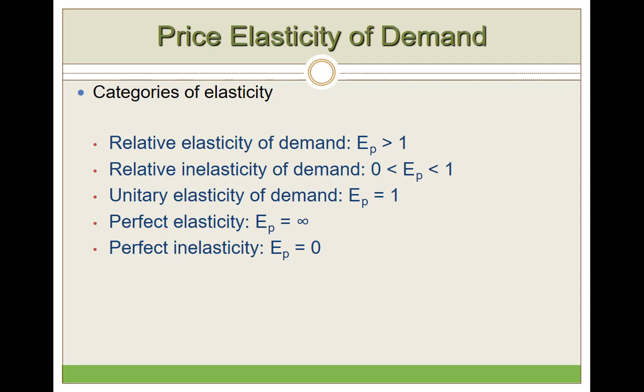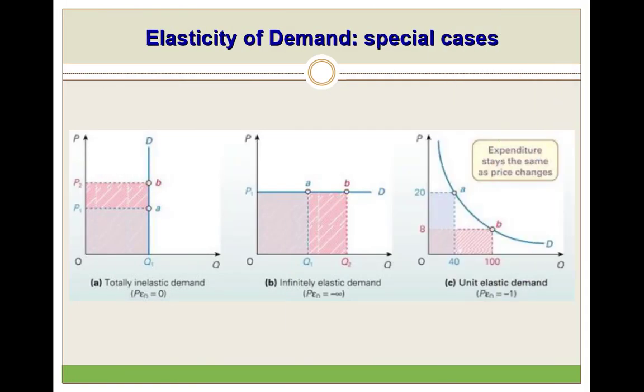I'll give you an example of the graphs in a minute. And perfect elasticity is just a large number, usually infinity. And you have also perfect inelasticity equal to 0. So perfect inelasticity means no reaction to change in price. Here's an example with the application of unit elasticity, perfect inelastic demand and perfect elastic demand.